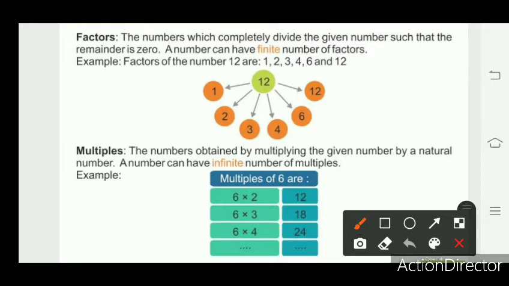Now students, first we will discuss factors and multiples. What are factors? The numbers which completely divide the given number such that the remainder is 0. A number can have a finite number of factors. For example, the factors of the number 12 are 1, 2, 3, 4, 6 and 12. So these are the factors of 12.